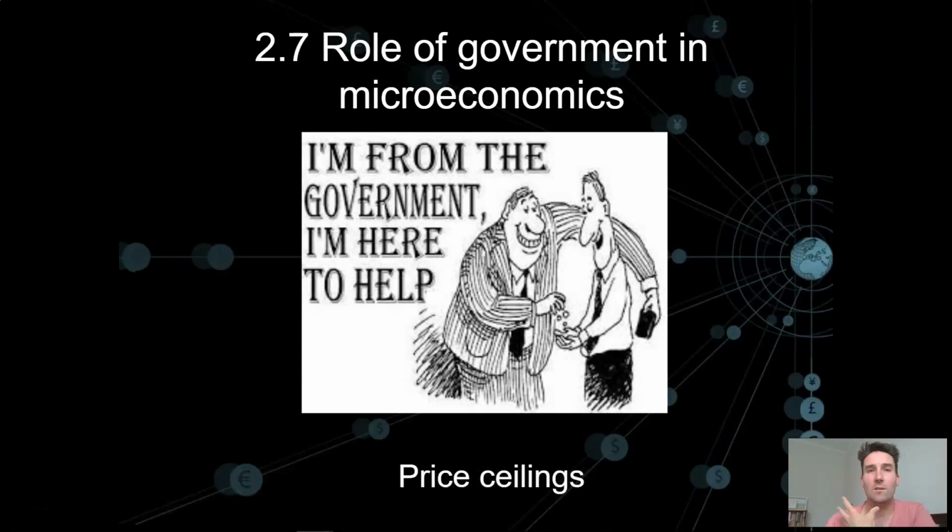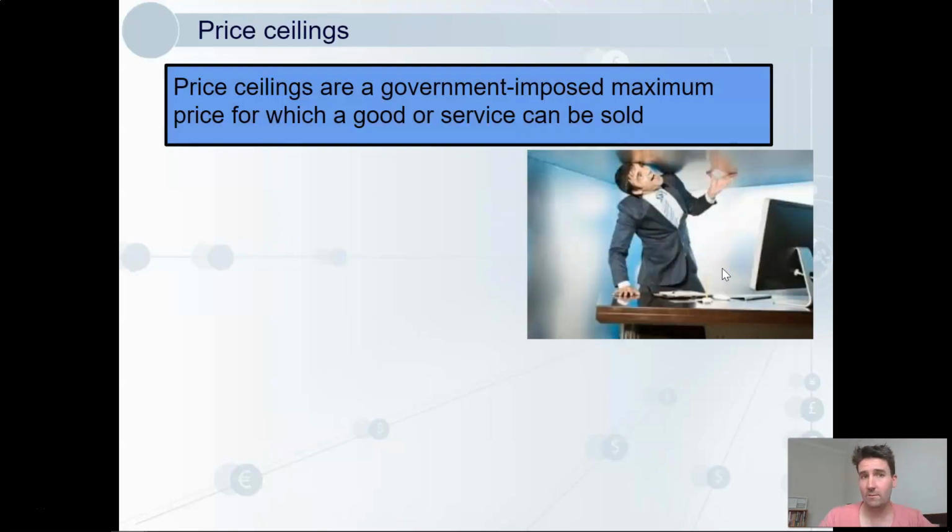Hi all, this is a lesson on price ceilings from section 2.7, the role of government in microeconomics. We will start with a definition. Price ceilings are a government-imposed maximum price for which a good or service can be sold. Now remember, we're going to need our definitions for the exam, so make sure you know these.